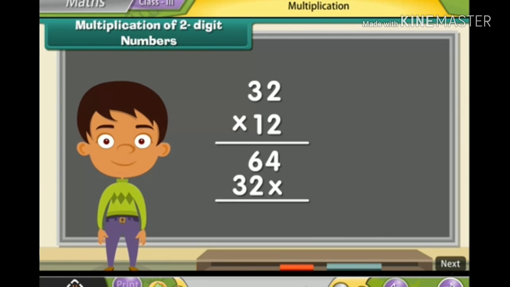Now add these two numbers. The answer is 384.